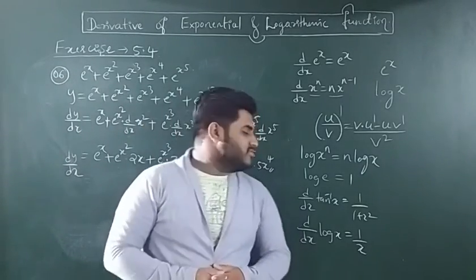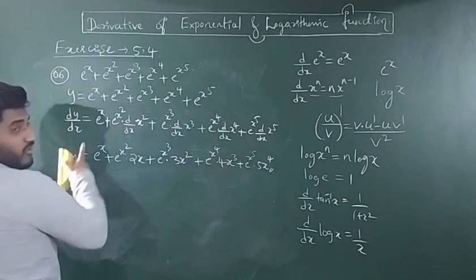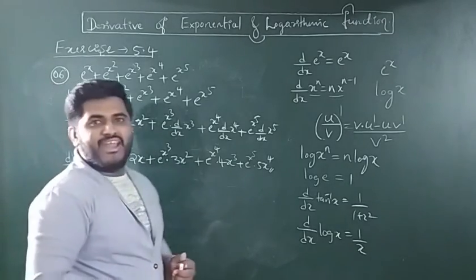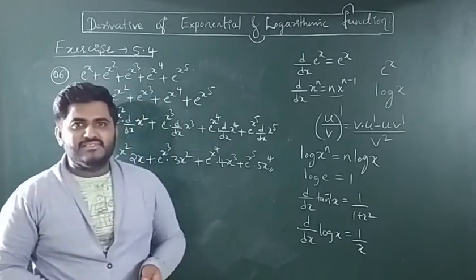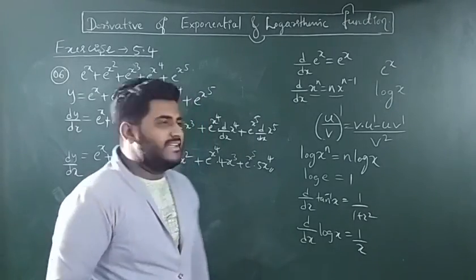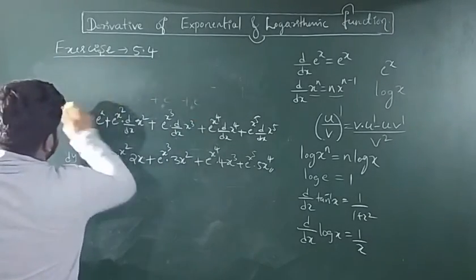Now we will switch on to question number 7. I hope you understood, because in between the two functions we are having an addition sign. So whenever the addition sign or subtraction sign is there, we can differentiate separately, right? That is a property of derivatives. Next one, seventh example.